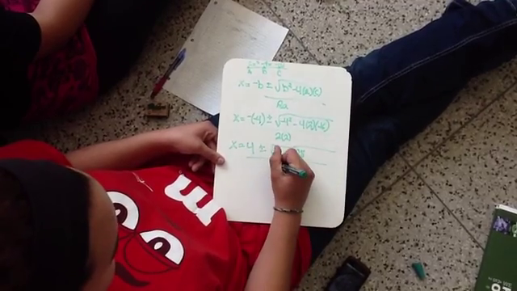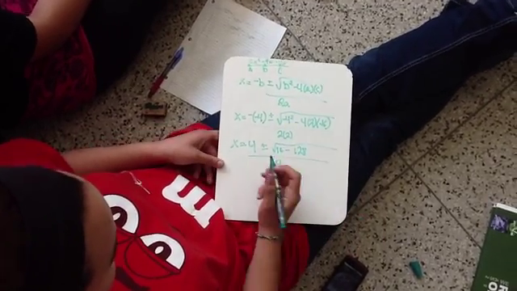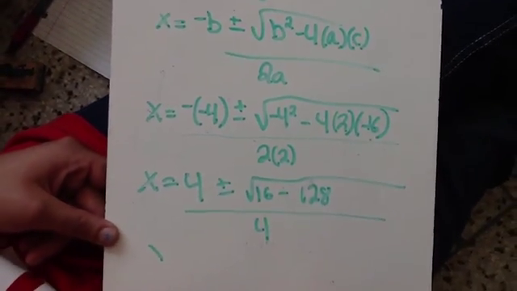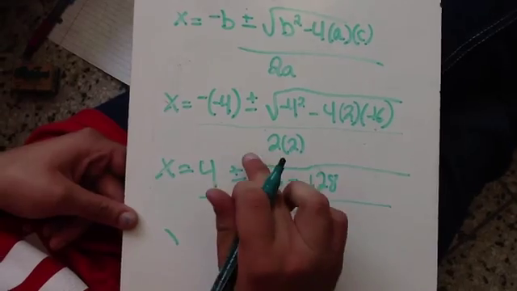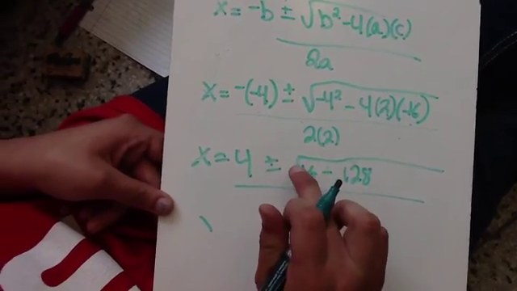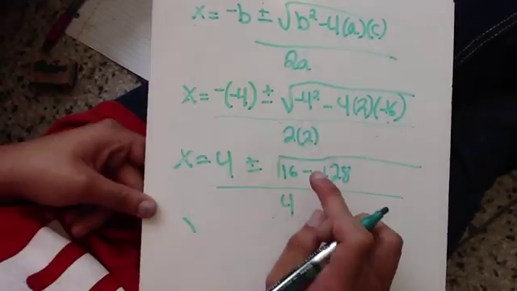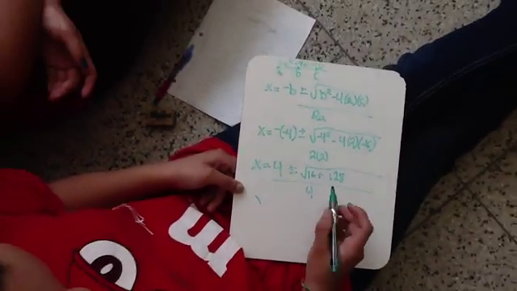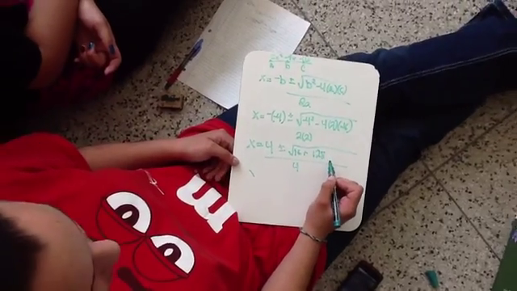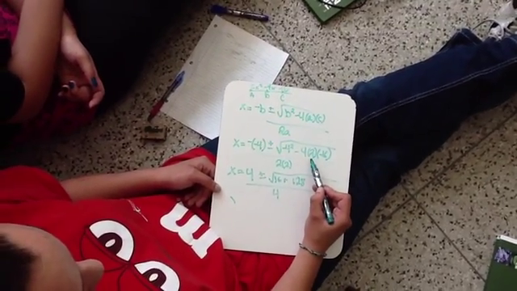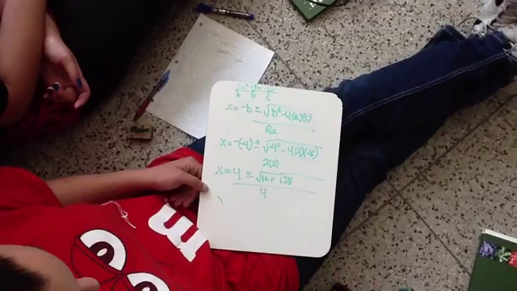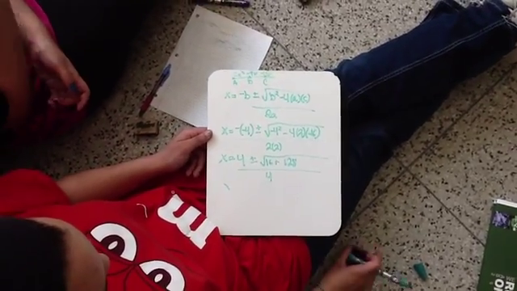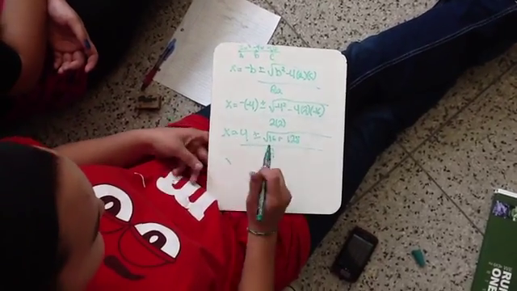Over 4. Oh, I found something. You forgot a negative on the 16. Oh, yep, I did. It's supposed to be 16 plus 128. I did negative 4 times, no, I just did a plain 4. Yeah, it's technically negative 4 times 2 times negative 16. Fair enough. Okay, fair enough.